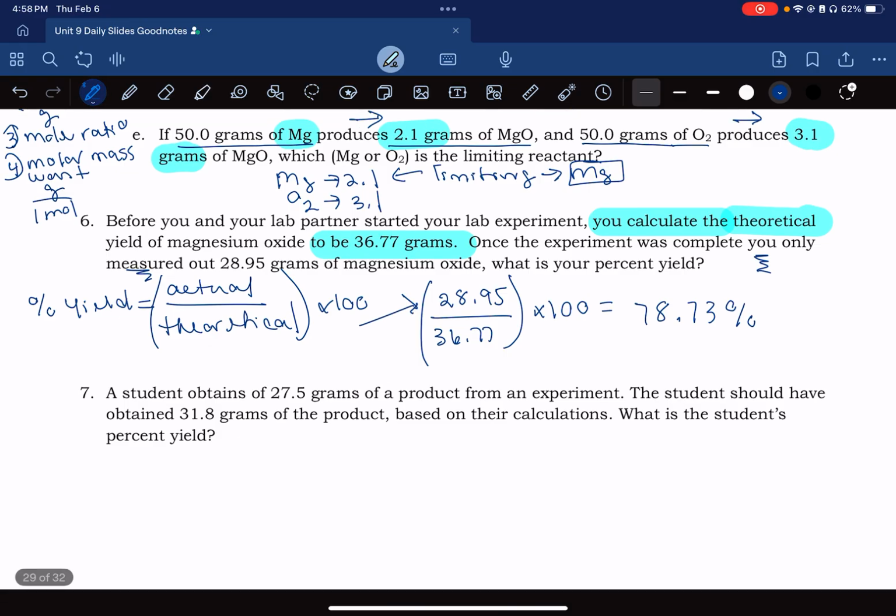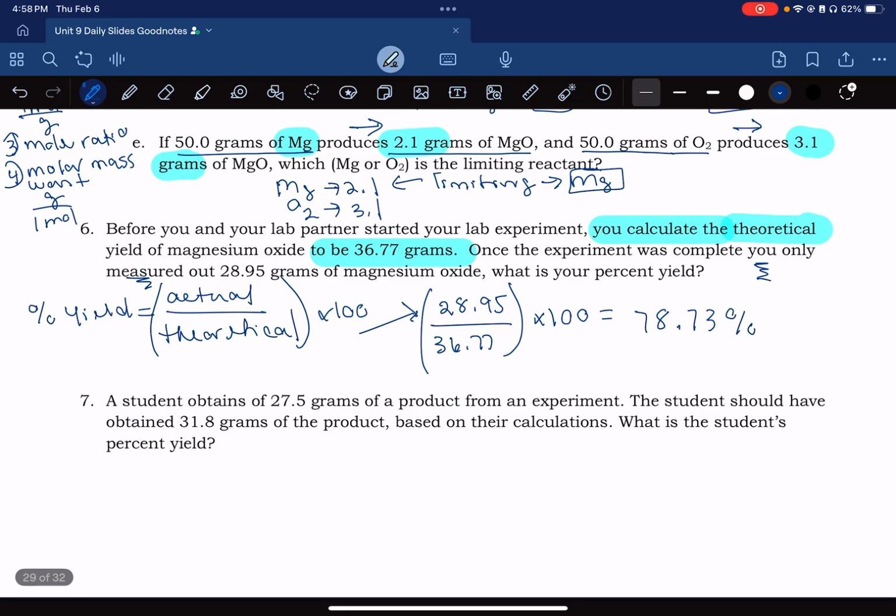All right, next and final question. A student obtains. Again, a student obtains, okay? That's not theoretical. You're not like a scientist from hundreds of years ago, calculating the molar mass of a chemical and writing a paper about it, defending it, and then going and contributing to the body of science. Okay, you're a student in the lab or a chemist in his lab, and this is what you measured with your experiment. So that is your actual. Okay, that goes on top.